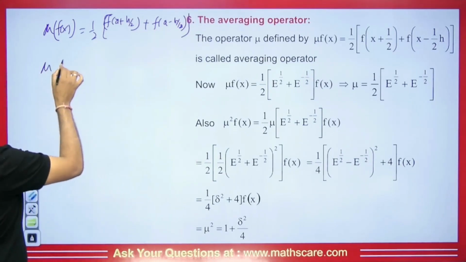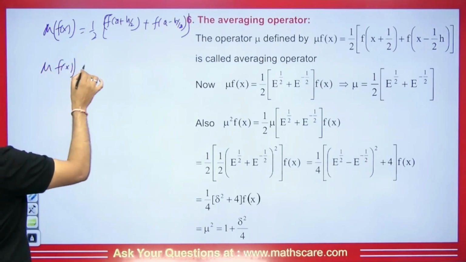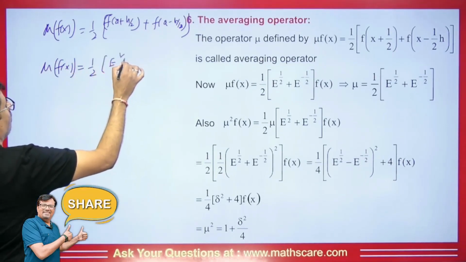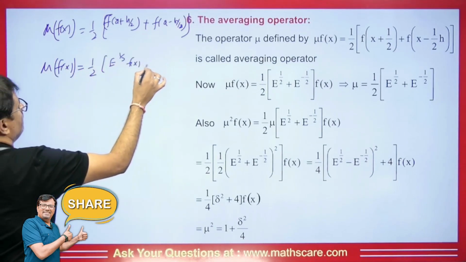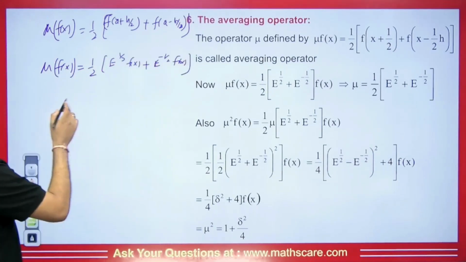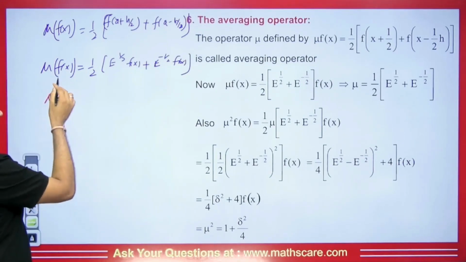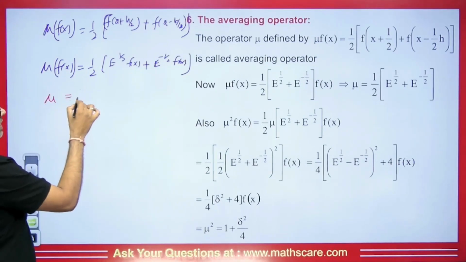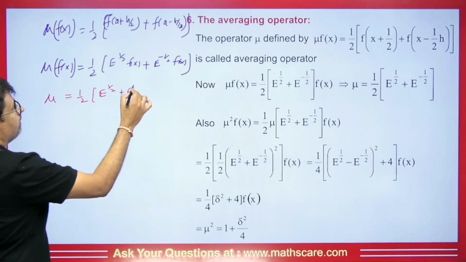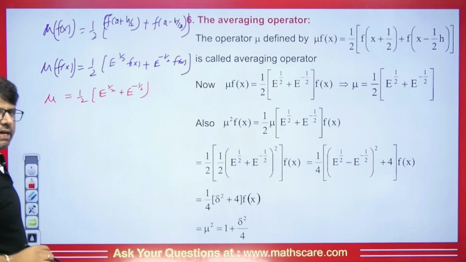If I write this, then this is mu of f(x). I've just explained this to you. So I can write it as 1 by 2. Its value will be e power 1 by 2 f(x) plus e power minus 1 by 2 f(x). Clear, students? Now, what will we do here? This will be mu, and I will remove this f(x). From here, this will come as mu is equal to 1 by 2 times (e power 1 by 2 plus e power minus 1 by 2).